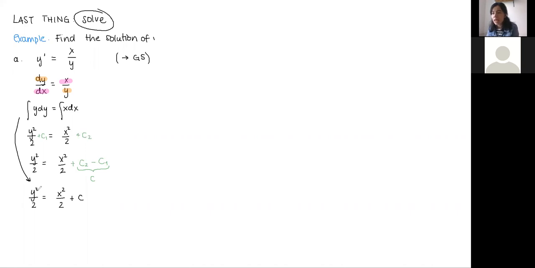All right, so we'll have y squared over 2 is equal to x squared over 2 plus c. And because I'm trying to solve for y, I'm going to try to solve for it now. So I'll have y squared is now equal to x squared plus 2c, which means that y is equal to either plus or minus square root of x squared plus 2c.